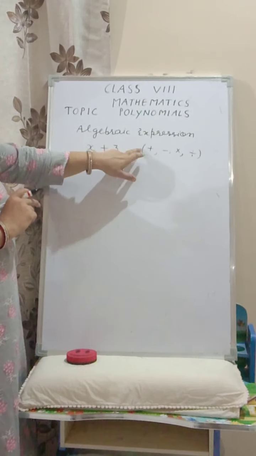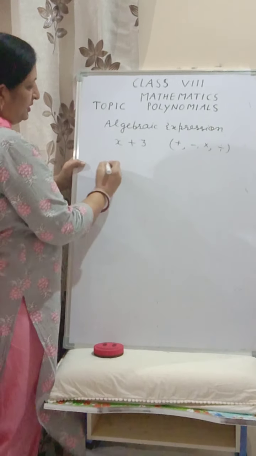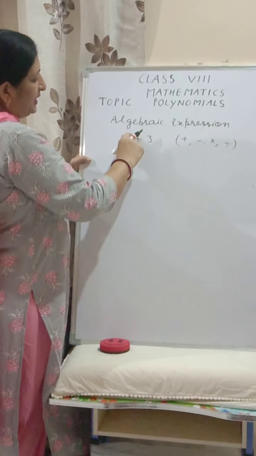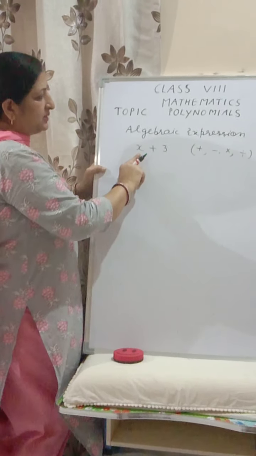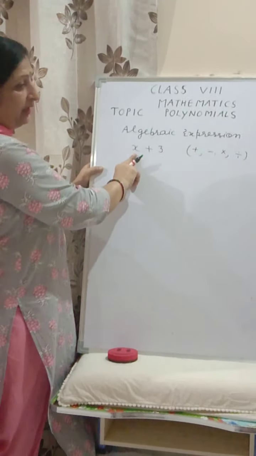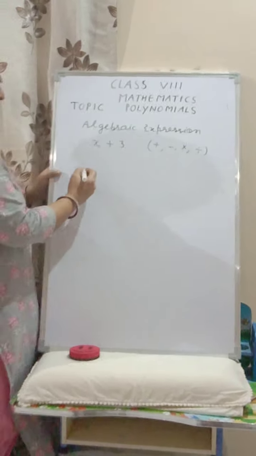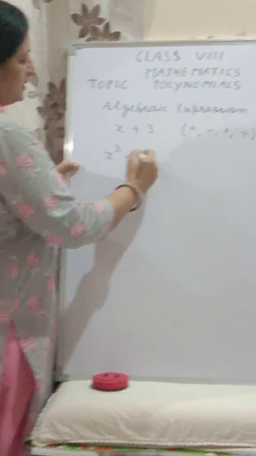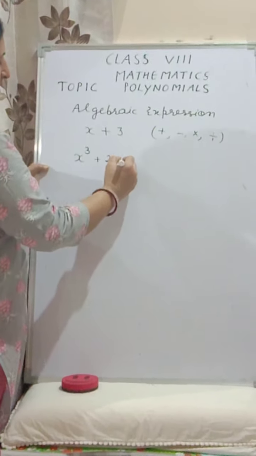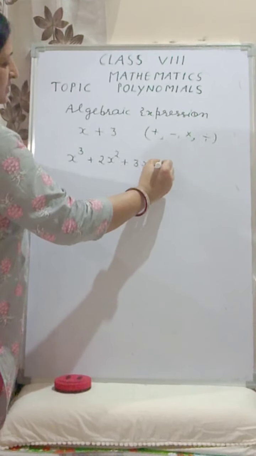X plus 3 is an algebraic expression, and an algebraic expression in which the exponent or power of the variable is a non-negative integer is called a polynomial. For example, x raised to power 3 plus 2x raised to power 2 plus 3x plus 5.